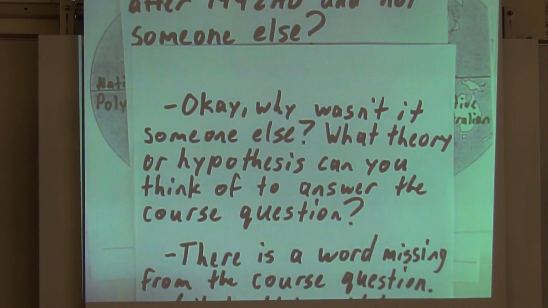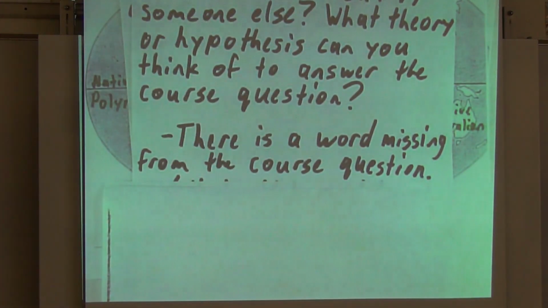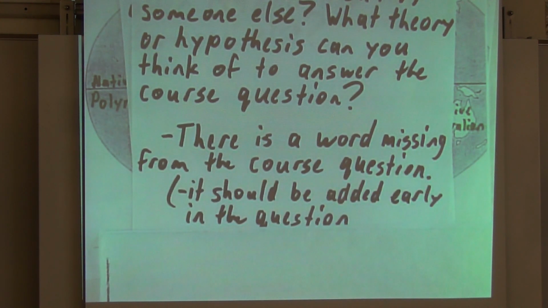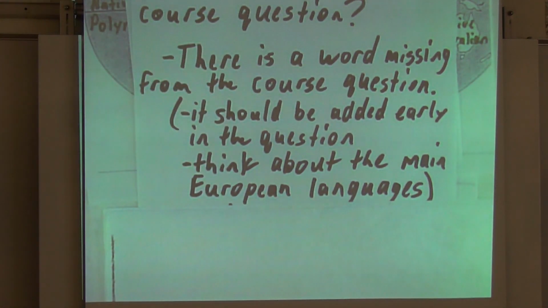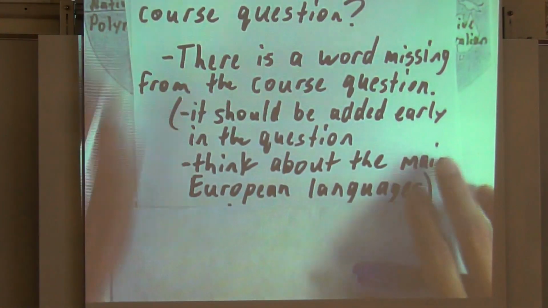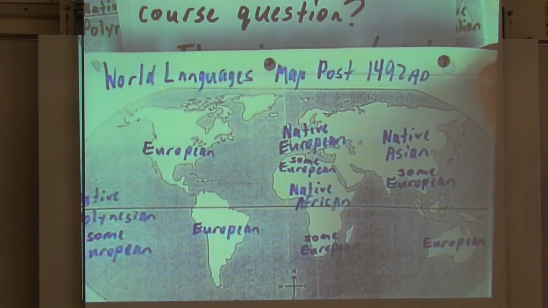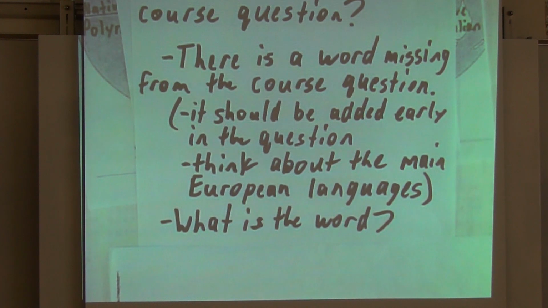I would also say that there's a word missing in my course question. There should be another word added. Here's your hint: it should be added early in the question, so it's a kind of long question. The best way to figure this out is to ask, what are the main European languages on the post 1492 map? What are the main European languages? Think about that. And then what is the word? Can you figure it out?